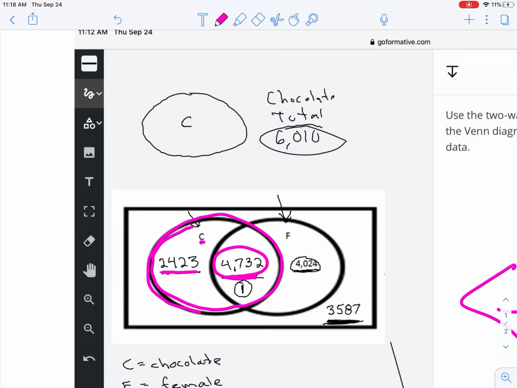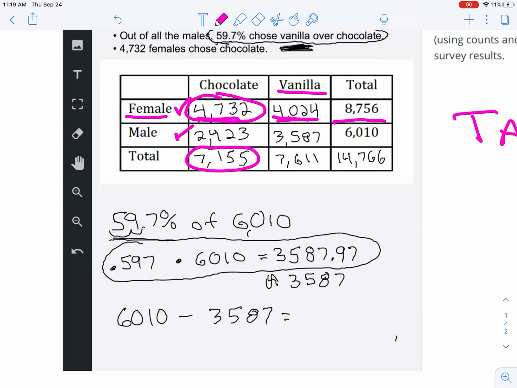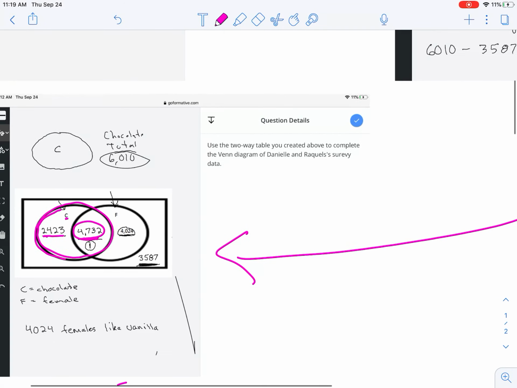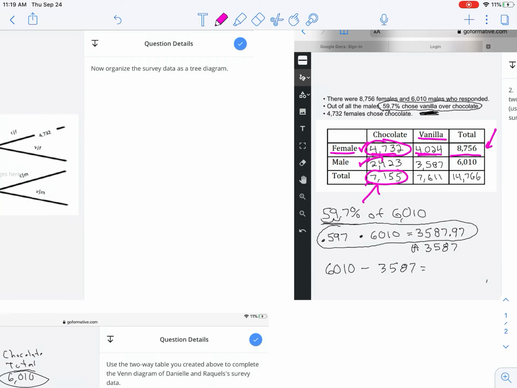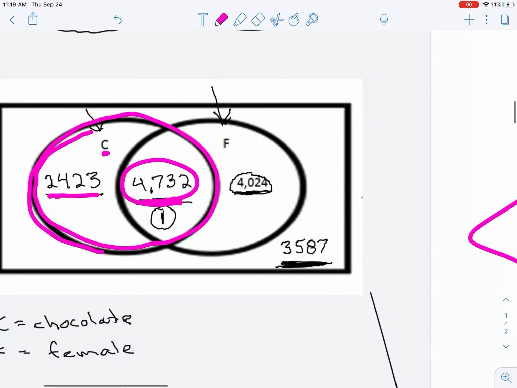I think that kids find it the easiest to think about the total for each circle. Okay, so I have a chocolate circle and a female circle. I know that my chocolate circle, the total number has to be this. The female circle, the total number has to be this. And then everything else just kind of starts falling into place. So I've now represented this number. Here are the three numbers that I have in my circle right now. We're ignoring this one for now, but we have 1, 2, 3.